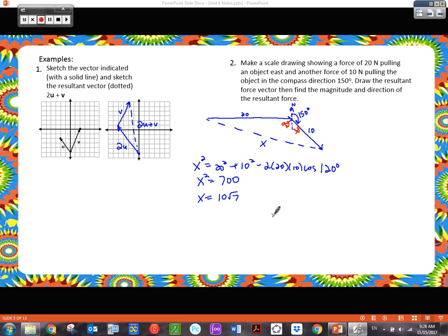Okay, so what does that tell us? That gives us the magnitude of our resultant vector. The magnitude of the resultant vector is 10 root 7 newtons. Okay, are we okay with finding that length? Same thing as the magnitude for a vector? Okay, so now let's look for direction.